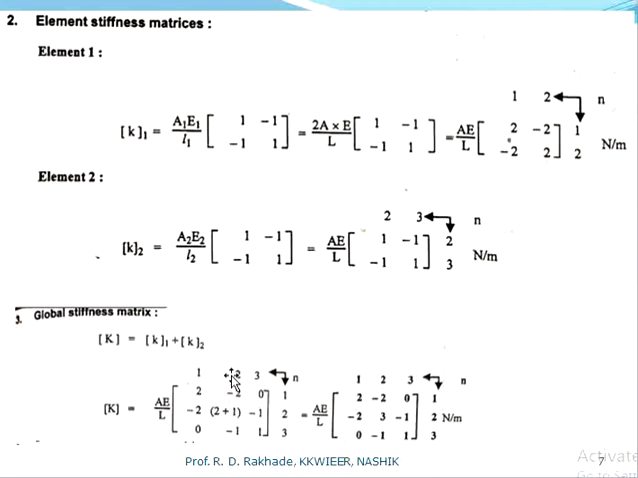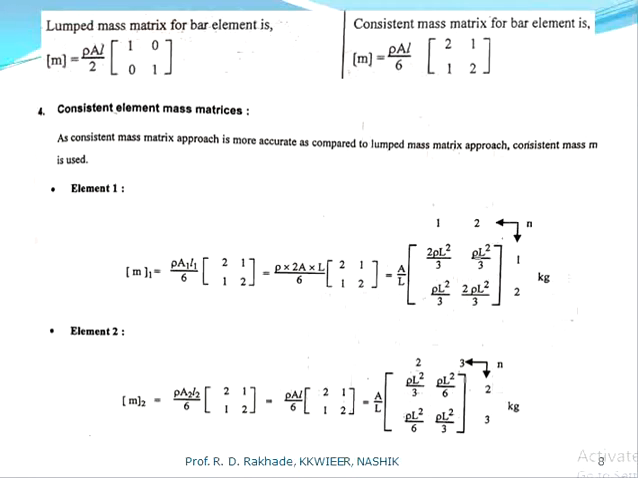There are two positions from element 1, that is 2. Element 2 from 2 to, that is 1. So 2 plus 1 is equal to 3. So this is our global stiffness matrix of size 3 by 3.